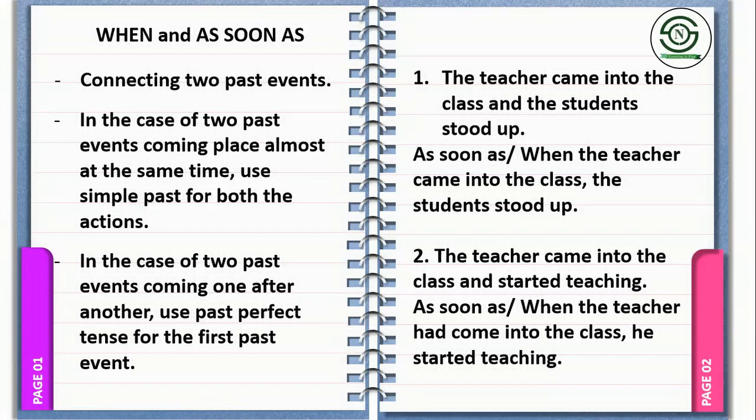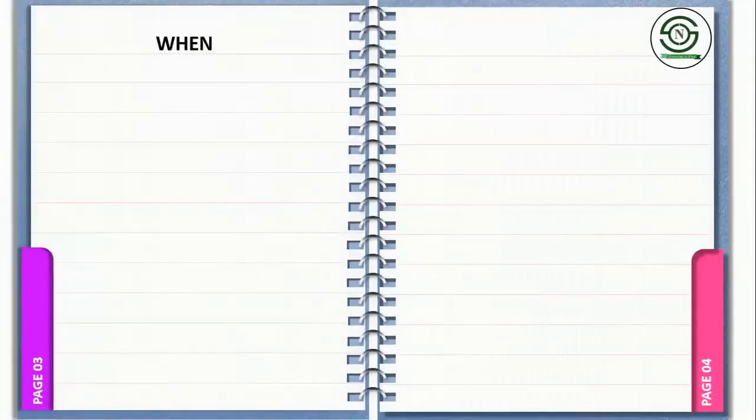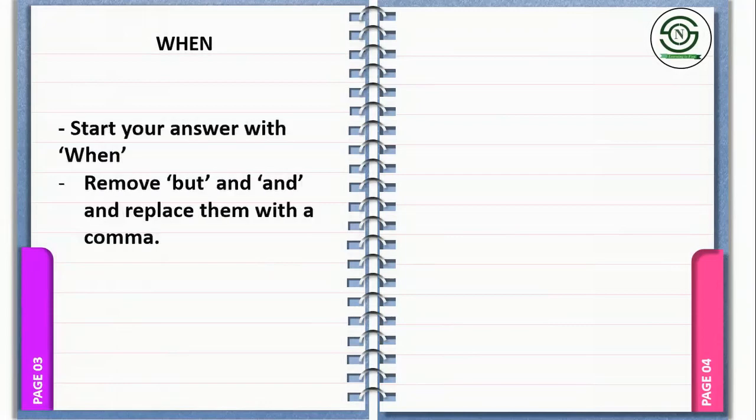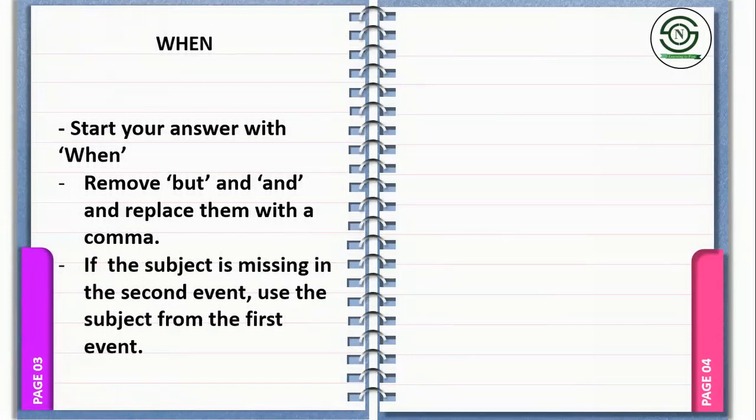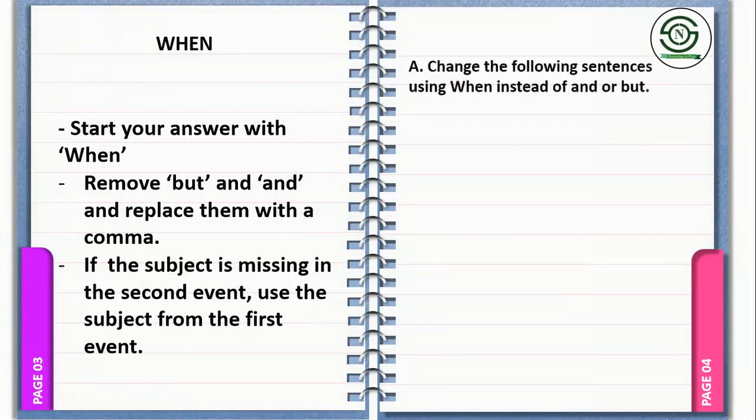Okay, now let's see when and as soon as separately. अब when एकदमै एक्जाममा आइरहने क्वेशन्स हो. Okay, so how do we do it? यसको लागि basic thing, start your answer with when. When बाट सुरु गर्नुहोस्. And in questions, when you see but and जस्ता expression देख्नुहुन्छ भने you replace them with a comma, हटाइदिनुहोस्, comma राख्नुहोस्. And in second event, if subject is missing, in such case, you can bring the subject from the first past event. Okay? This is exactly what you get in exam.